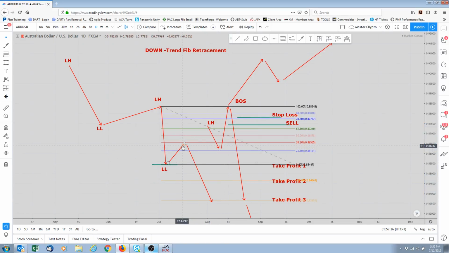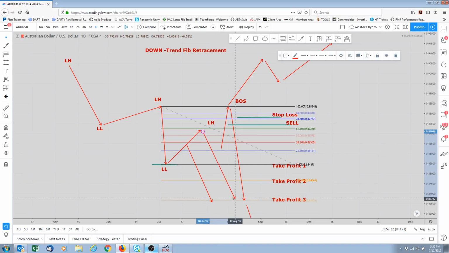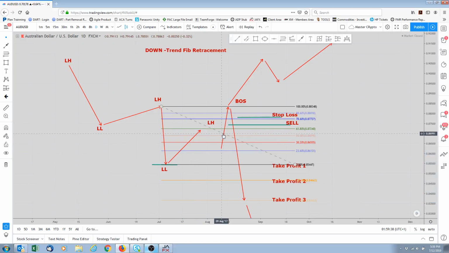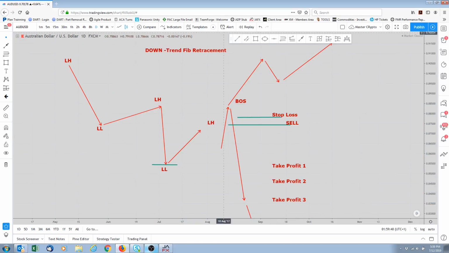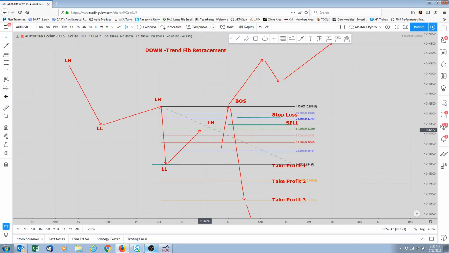Price could also go to 61.8% and then go to our take profit area. Or price could go all the way to 100%.